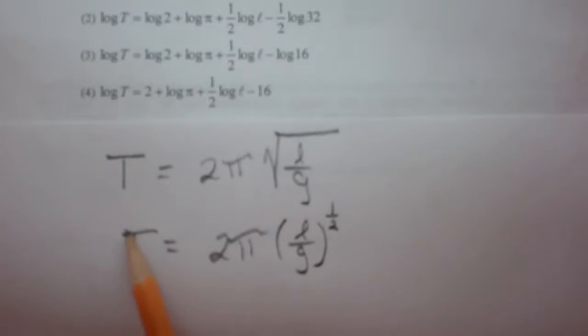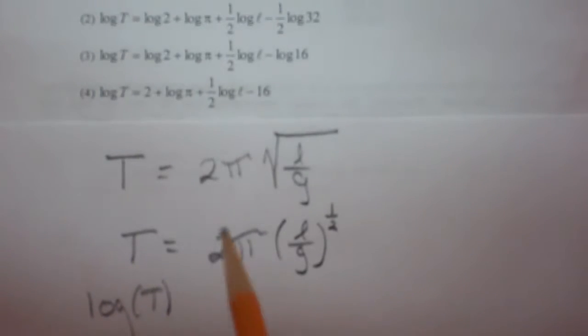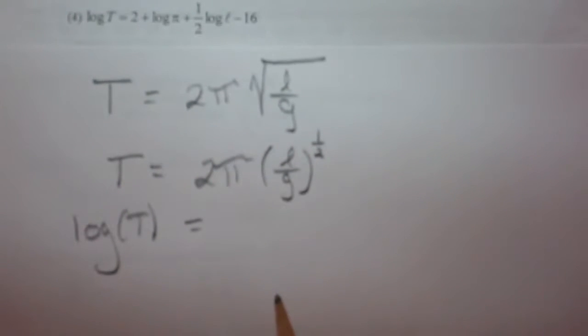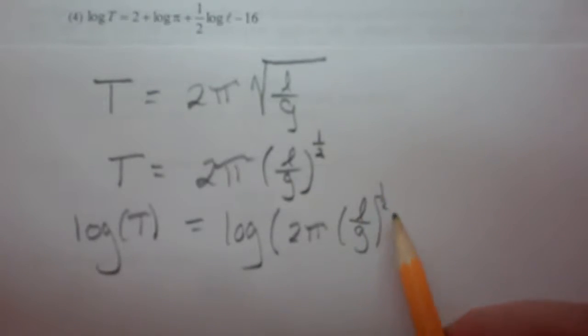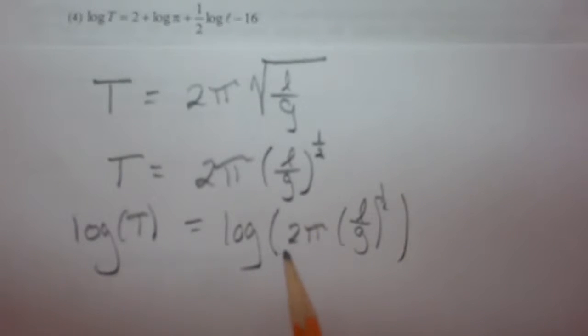So the log of the left side gives us log of t. And we're going to take the log of the right side as well. So we have the log of this entire right side, the log of 2 pi times L over g to the 1/2 power. Let's start using the laws of logarithms. Here we have a product of 3 things. I have a product of 2 times pi times L over g to the 1/2 power.